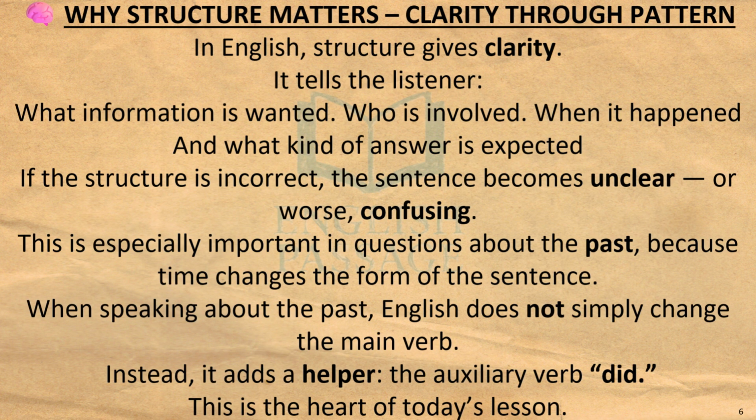Why structure matters? Clarity through pattern. In English, structure gives clarity. It tells the listener what information is wanted, who is involved, when it happened, and what kind of answer is expected. If the structure is incorrect, the sentence becomes unclear, or worse, confusing. This is especially important in questions about the past, because time changes the form of the sentence. When speaking about the past, English does not simply change the main verb. Instead, it adds a helper, the auxiliary verb did. This is the heart of today's lesson.